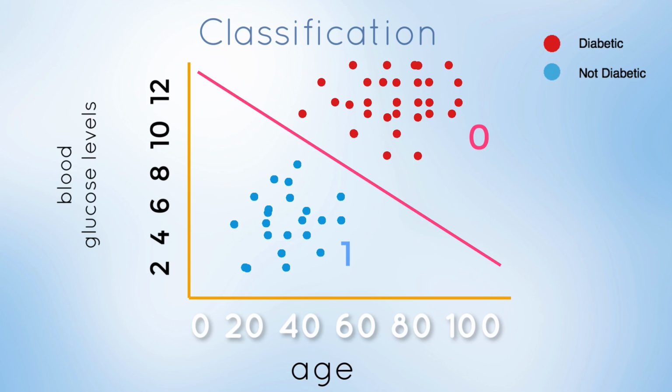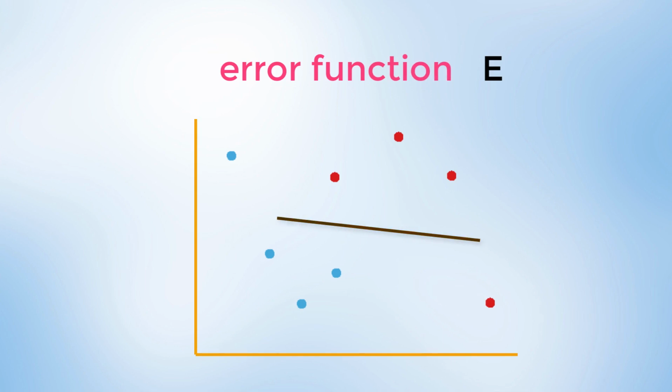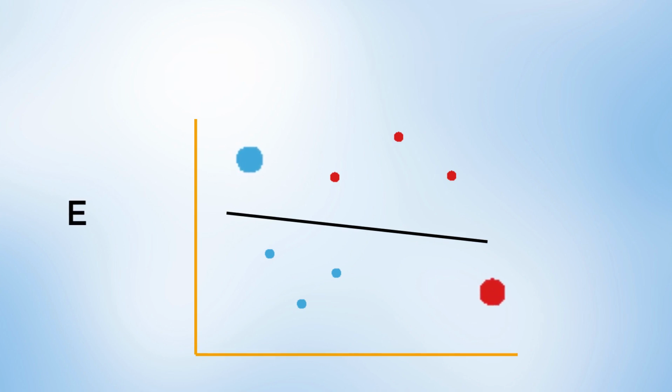Well, we're going to need a continuous error function. We'll call it E. Looking at this diagram, clearly there are 2 misclassified points. We know the blue points need to be below the line and the red ones above. So this error function is going to assign each misclassified point a big penalty. As for the correctly classified points, they're going to receive very small penalties. We'll have it such that the size of the points reflects the size of the penalty assigned to them.